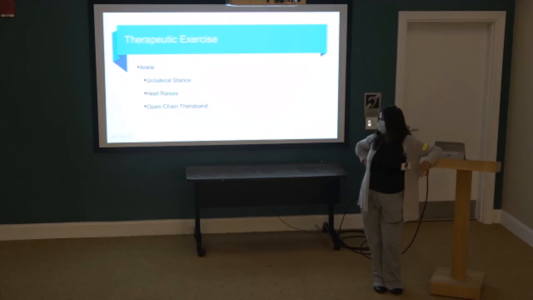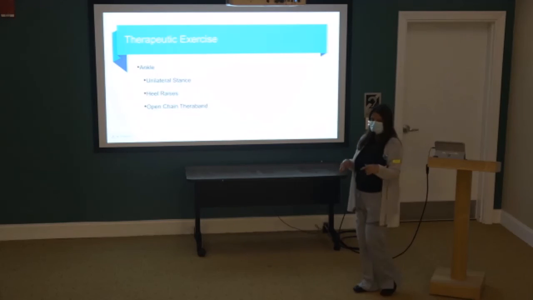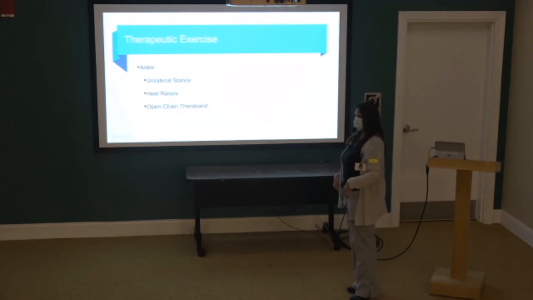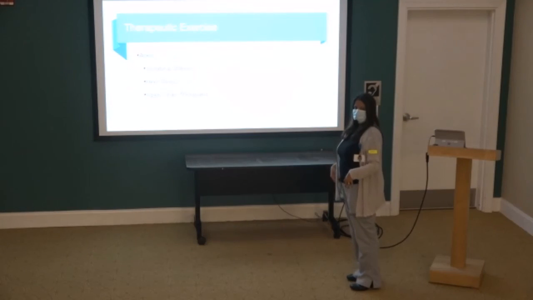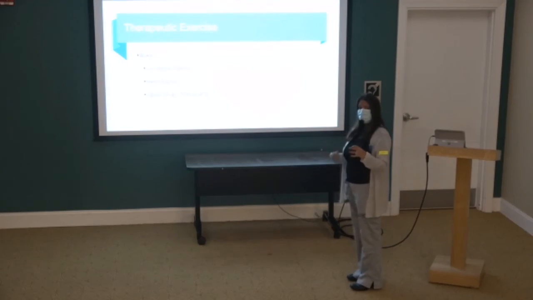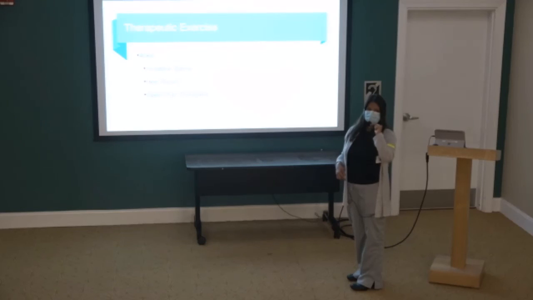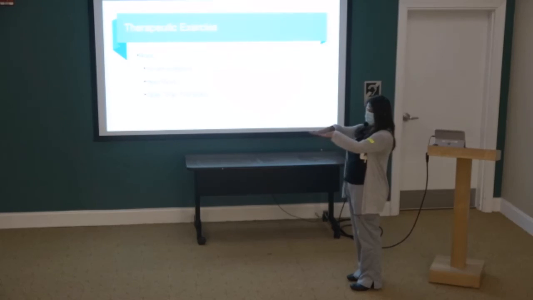The other one is heel raises, and that's closed chain. I'll do it on my heels. And again, I don't know if you can get that, but you're just going up and down to strengthen those calf muscles, which are actually attached to the knee and the ankle. Same thing, you're going up on your toes and coming down.